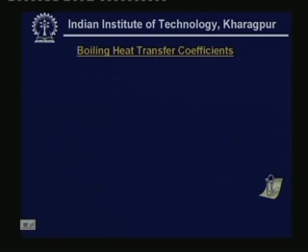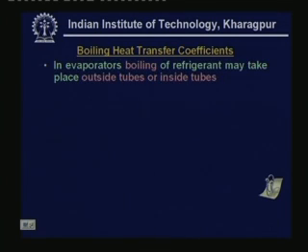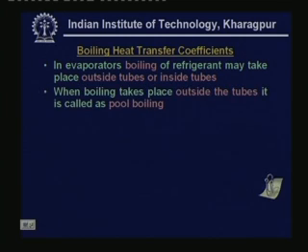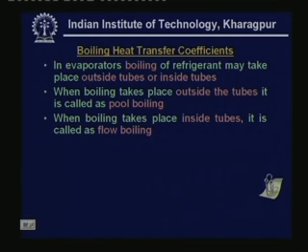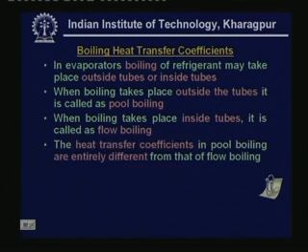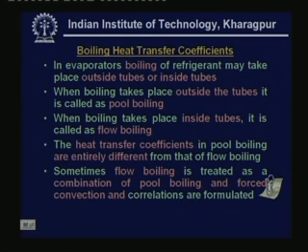Now let us look at boiling heat transfer coefficient, that means heat transfer on the refrigerant side. In evaporators, boiling of refrigerant may take place outside tubes or inside tubes. When boiling takes place outside the tubes, it is called pool boiling. You might have studied this in your basic heat transfer course. When boiling takes place inside tubes, it is called flow boiling. The heat transfer coefficients in pool boiling are entirely different from that of flow boiling. Sometimes flow boiling is treated as a combination of pool boiling and forced convection, and correlations are formulated based on this model.